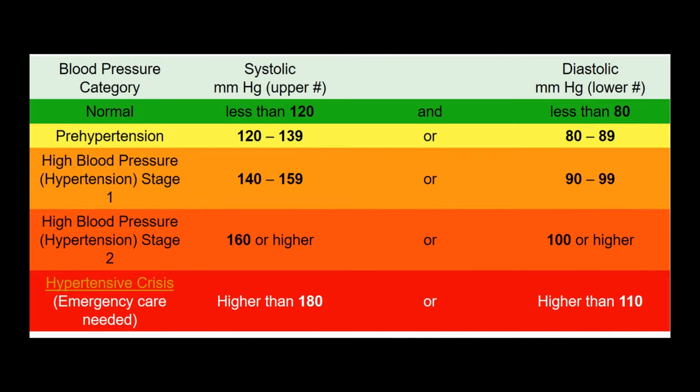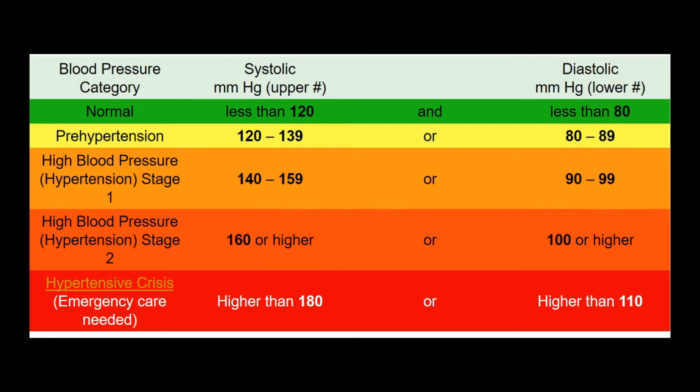A normal blood pressure reading will have a systolic measurement less than 120 and a diastolic measurement less than 80. A prehypertension reading will have a systolic measurement between 120 and 139 or a diastolic measurement of between 80 and 89. A high blood pressure reading, also known as hypertension stage 1, will have a systolic measurement of between 140 and 159 or a diastolic reading between 90 and 99.